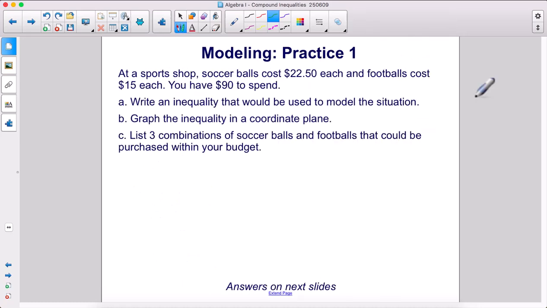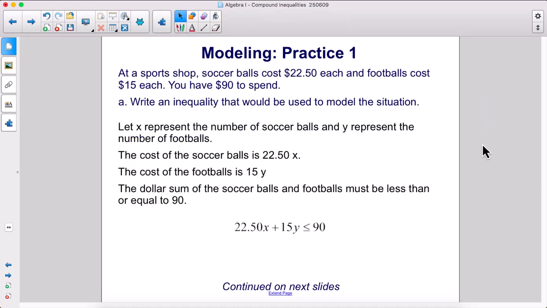At a sports shop, soccer balls cost $22.50 each and footballs cost $15 each. You have $90 to spend. Write an inequality that would be used to model the situation, graph the inequality in a coordinate plane, and list 3 combinations of soccer balls and footballs that could be purchased within your budget.